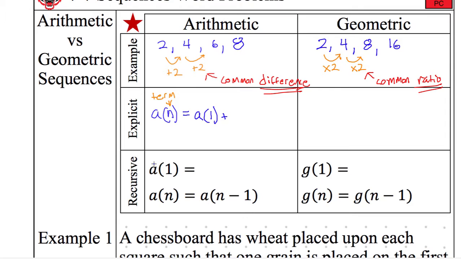You're really, really close. It does start with A1 because A1 is the first term. So you always start with the first term, just like with recursive. And then what do I do after I get the first term? I multiply something times something. I'm going to use D for common difference. I'm going to multiply the common difference.